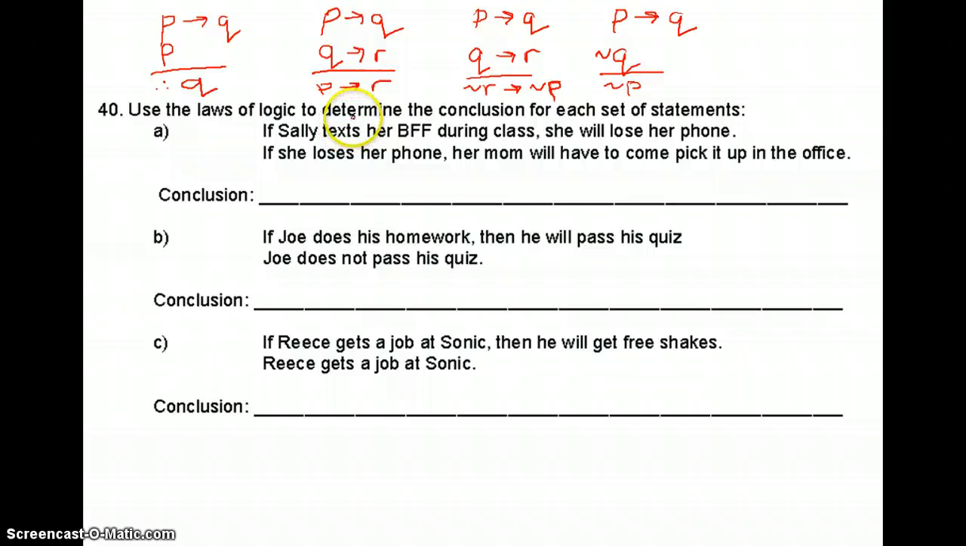So if Sally texting is P, loses her phone is Q, loses her phone Q, mom has to pick up in the office R. So P, Sally texts her BFF. P implies Q, Q implies R, therefore P implies R. Sally texts her BFF, mom will have to come pick it up.